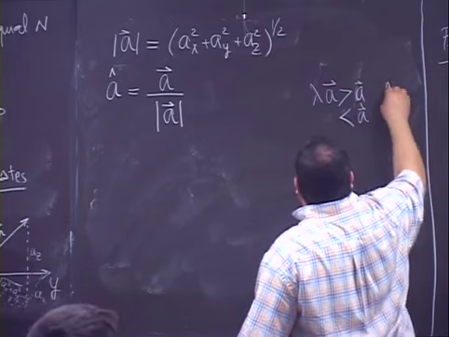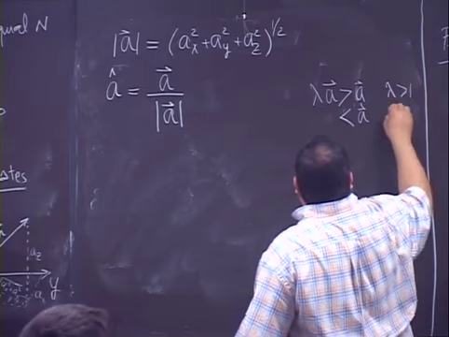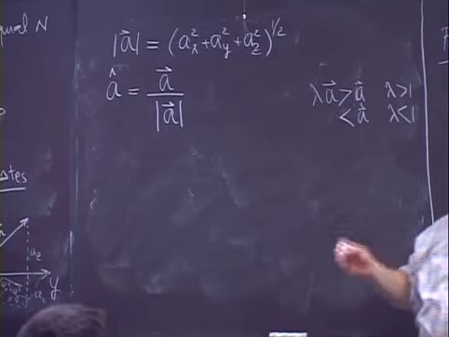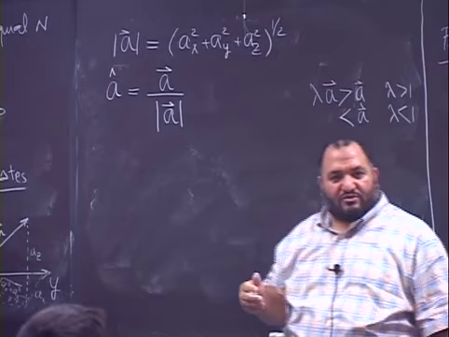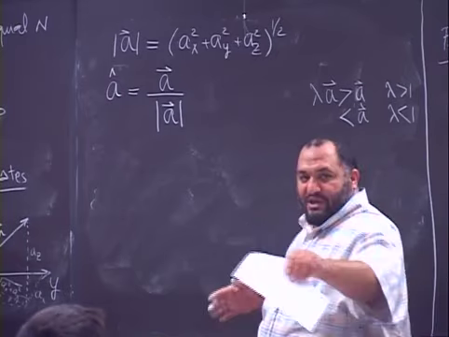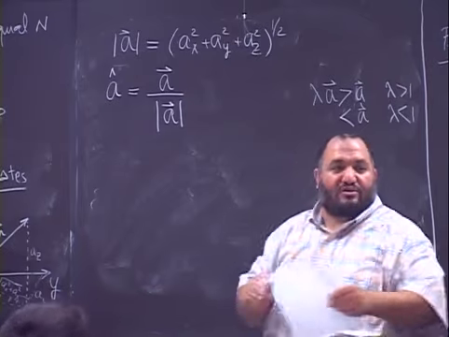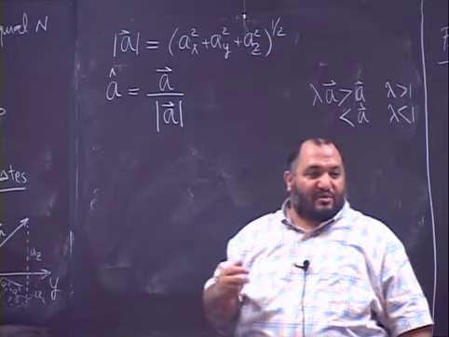For this case, lambda should be what? Greater than unity. And for this case, lambda should be what? Less than unity. So you can do manipulation for vectors. You can extend the vector by elongating it if you multiply by a scalar greater than 1, or shrink the vector if you multiply by a scalar less than 1.